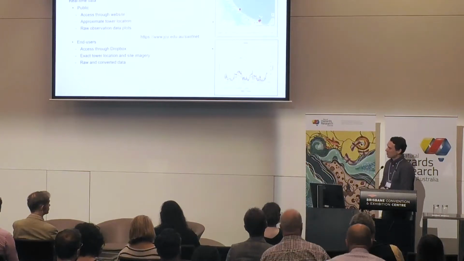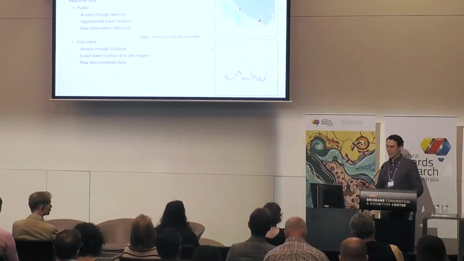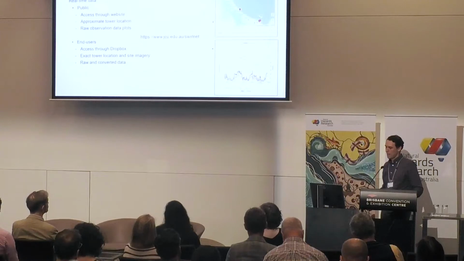So to the actual end users, we provide the exact location, and that's useful if you want to do an accurate wind field model, because you need to know, is the station sitting on top of a hill or is it in a valley, which might impact what is actually measured at the site that you might need to adjust for.